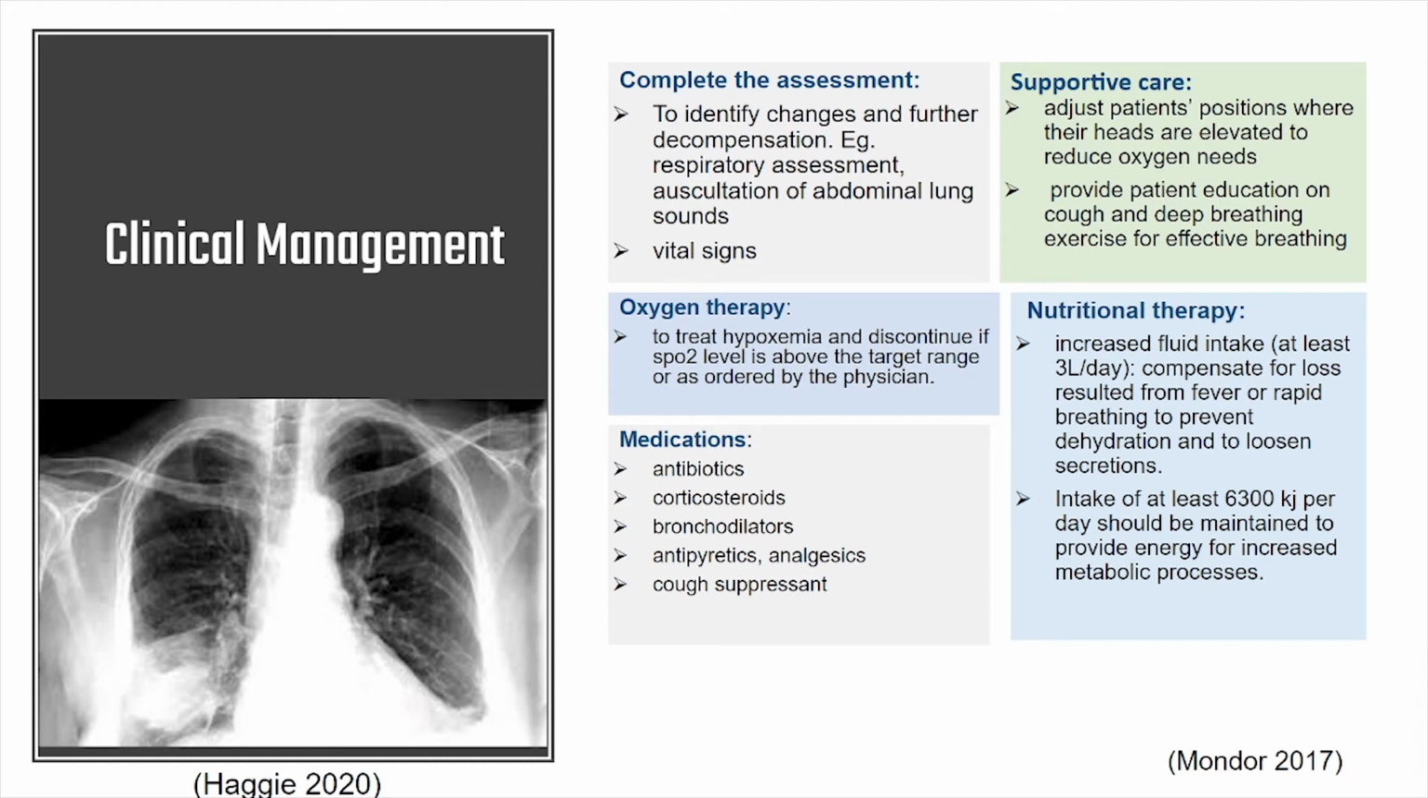Also, it is encouraged for the patients to have an intake of at least 6,300 kilojoules per day to have the energy for increased metabolic processes. Patients with pneumonia show symptoms of shortness of breath and chest pain, which cause difficulty in eating. Due to increased metabolic needs and difficulty in eating, weight loss often occurs. For these reasons, small and frequent meals that are high in kilojoules and nutritious are easier and beneficial for patients with pneumonia. Nutritional therapy helps to prevent development of infection, which is caused by malnutrition.